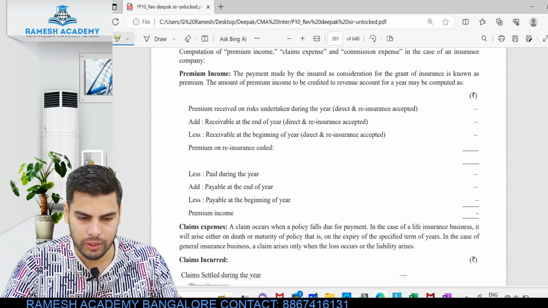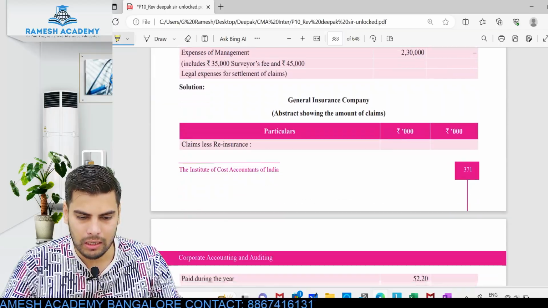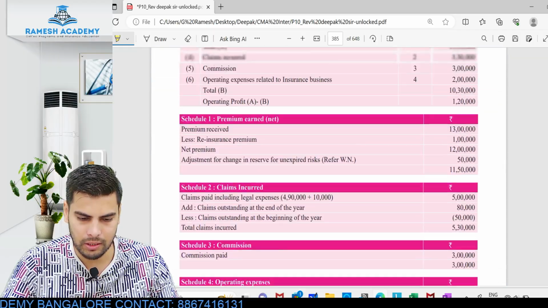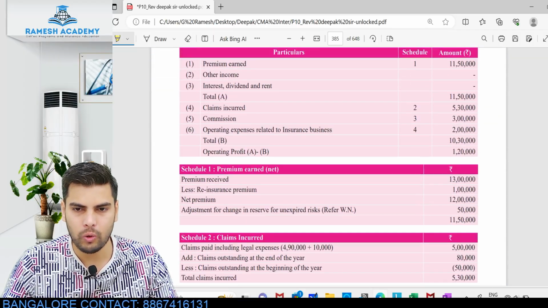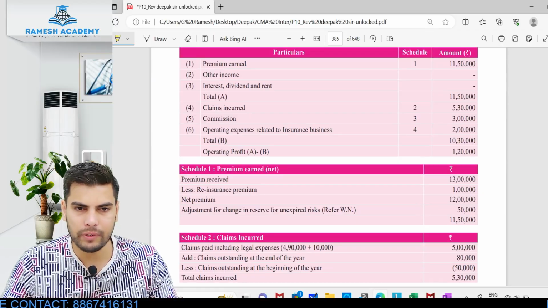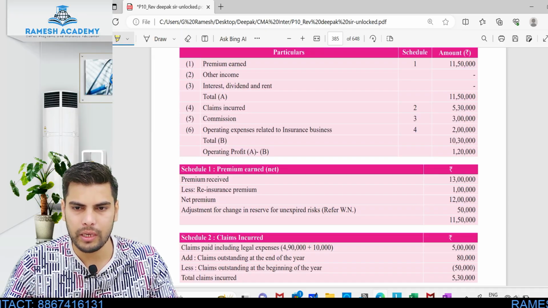After that, this particular chapter would be done. So probably another 2 to 3 classes will be able to complete this. I guess another 2 classes would be fine for us to complete this. Only general insurance is left over. After that, the only chapter left over would be the accounting standard.